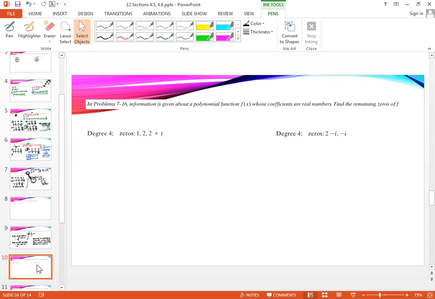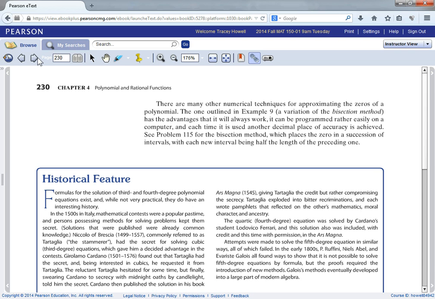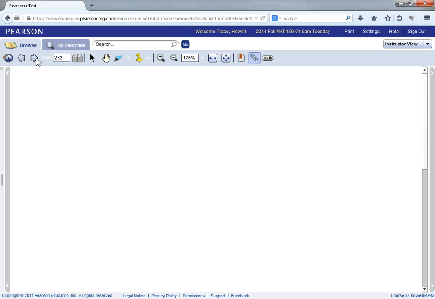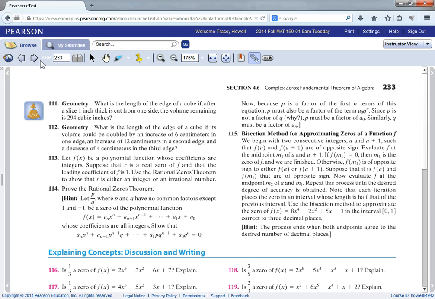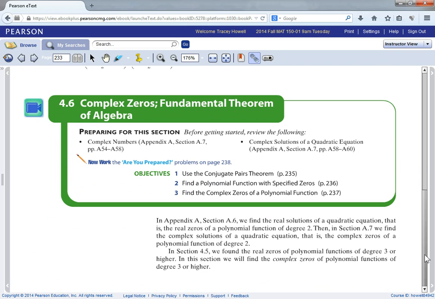So this is 4.6. Let's look at the book again. The main thing that 4.6 gives us is it adds in the complex zeros. So now instead of saying, hey, solve this over the real numbers, it's going to say, hey, solve it over the complex numbers. So it just means we won't leave out those complex answers anymore. We'll continue and we'll get them.